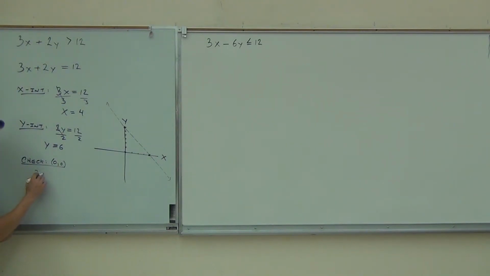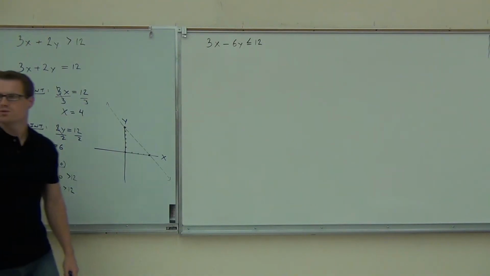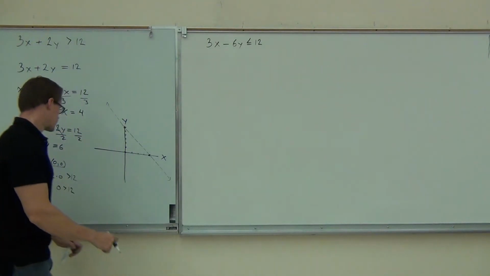We have 3 times 0 plus 2 times 0 is greater than 12. It's nice because this right here makes one whole side of our inequality equal 0. That's why we use that point if we can. 0 is greater than 12. What do you think? True or false? Definitely false.